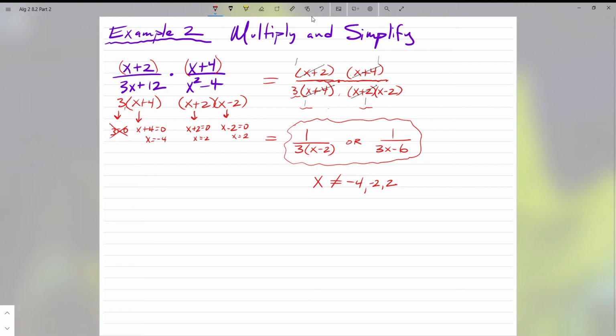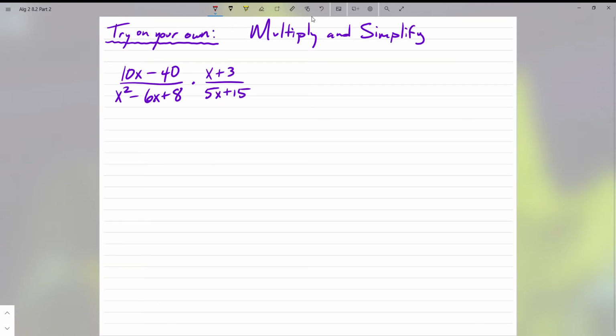Okay, good. I'll let you try an example for multiplying factors. So, pause the video. Try to simplify this down.